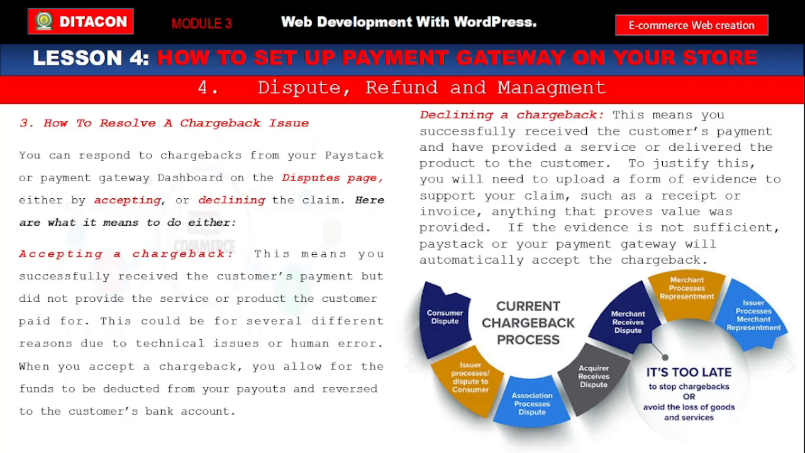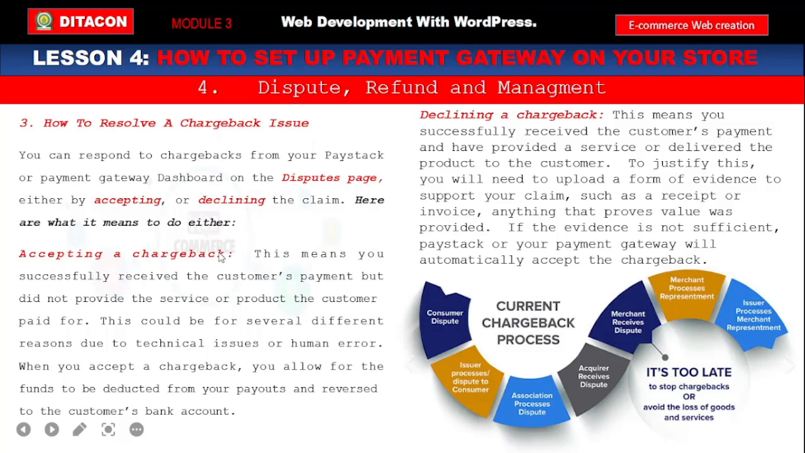So the third one is how to resolve a chargeback issue. You can respond to a chargeback from your Paystack or any payment gateway dashboard you use, on the dispute page. All of them have their dispute page. So whenever you are queried for something like this, you head over directly to your dashboard and check it out. Then you decide either to accept the claim or to decline the claim.